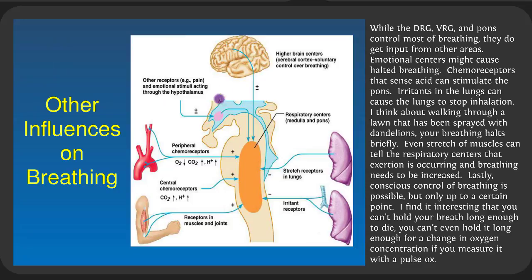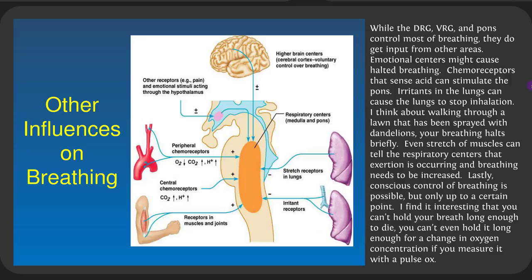While the DRG, VRG, and pons control most of breathing, they do get input from other areas. So emotional centers might cause halted breathing. When a child cries, it will affect their breathing. Chemoreceptors that sense acid can stimulate the pons. Irritants in the lung can cause the lungs to stop inhalation. So I think about walking through a lawn that's been sprayed for dandelions, and as soon as I smell that 2,4-D, boy, my breathing halts.